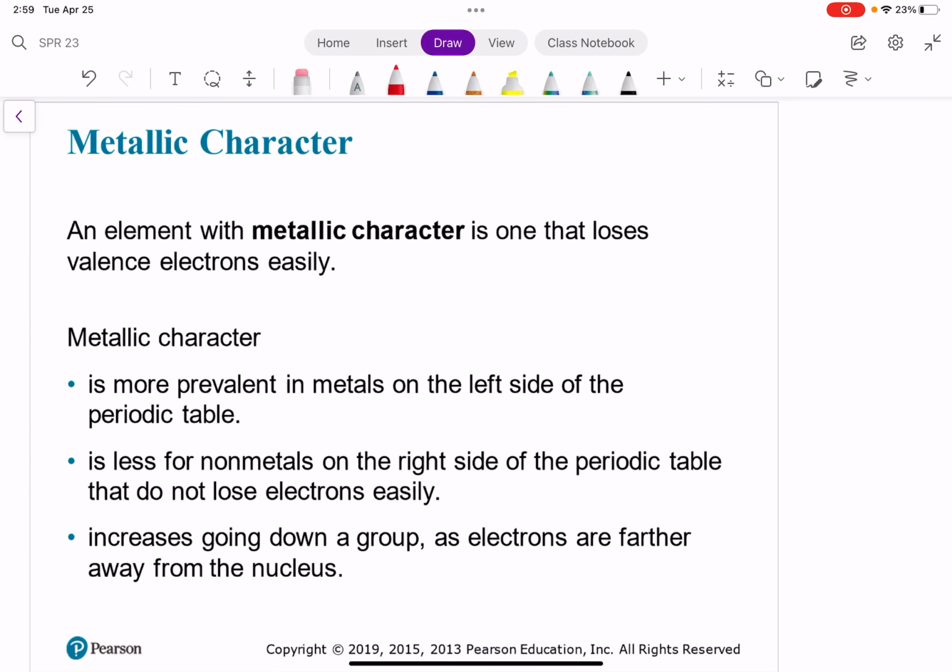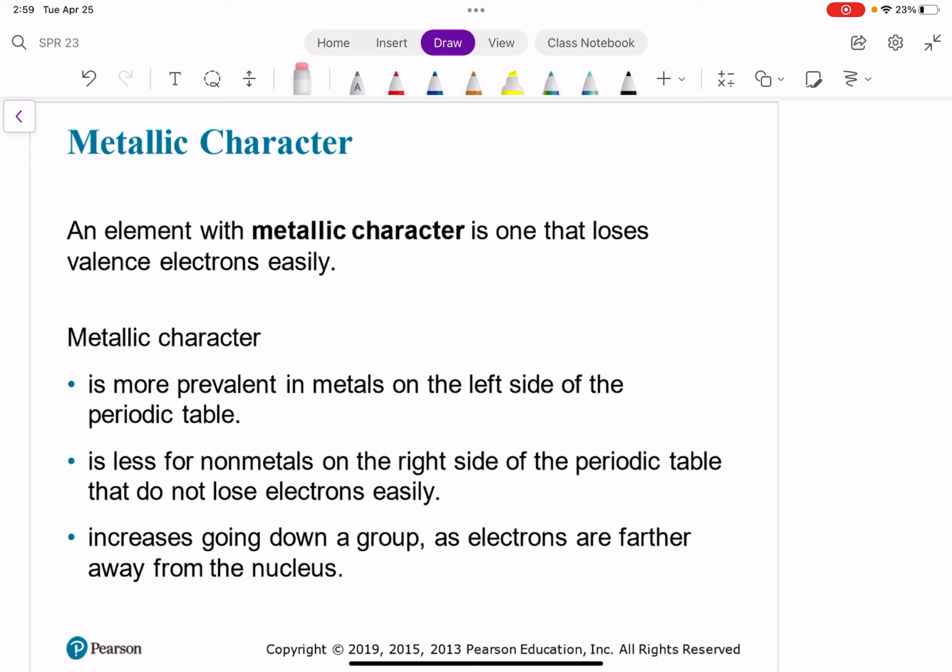Okay, the last trend, I think it's the last one. Yeah, the last trend we're going to talk about is metallic character. So an element with metallic character is one that loses valence electrons easily. So metallic character is more prevalent in metals, which is where we get the term metallic character, on the left side of the periodic table. And it's less for nonmetals on the right side of the periodic table, okay? Because those nonmetals do not lose electrons as easily.